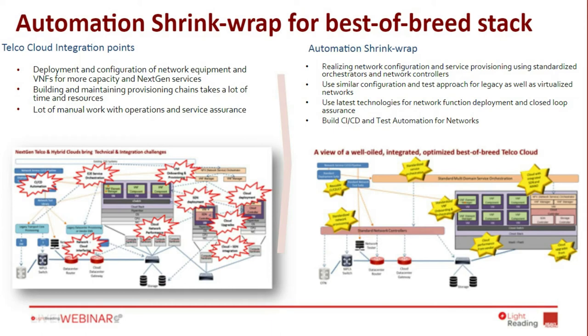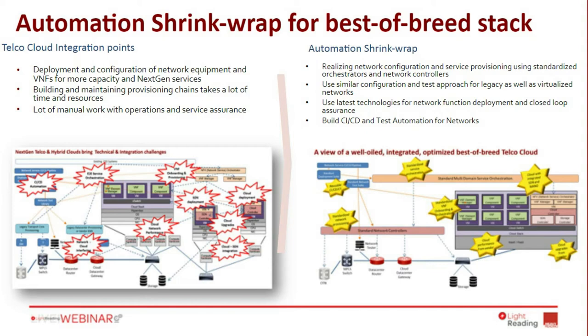And the right thing is also, how do I make the CI/CD pipeline that we are talking about reusable, right? How do I make my network adapters that are coming from different orchestrators, how do I standardize those? How do I use the latest technologies and simplify the network function deployments? Those are the things that we put under the bucket of shrink-wrap.